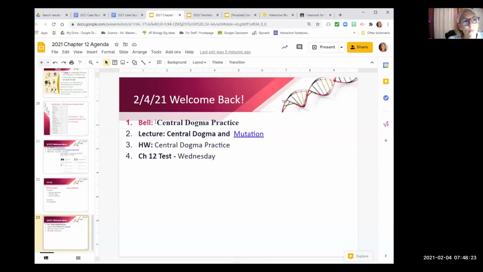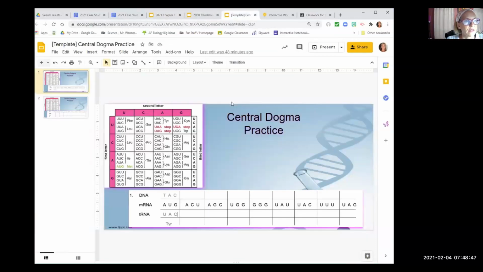So let's open up in our Google World. I made a slide. It's only 2 slides. So you have essential dogma practice, meaning you will transcribe DNA into mRNA. You will translate the mRNA with the tRNA and the amino acid that it is carrying. So you should have a PowerPoint that looks like this. Here's your decoder box.